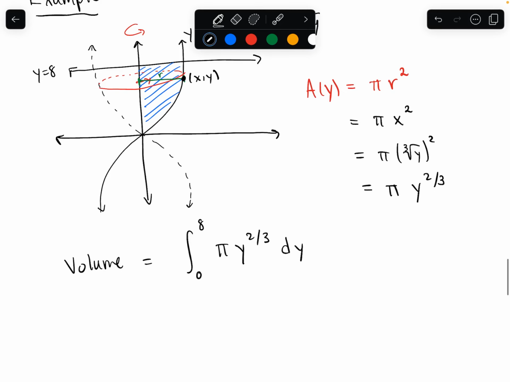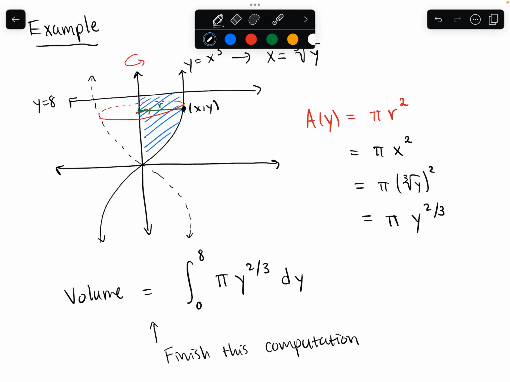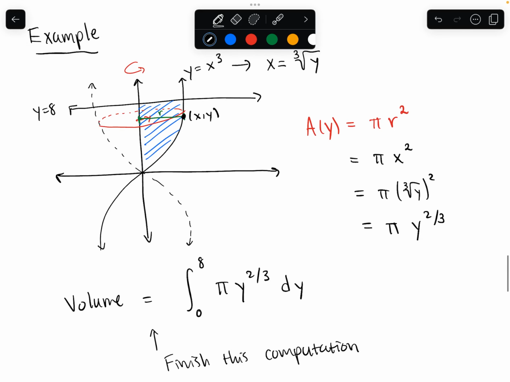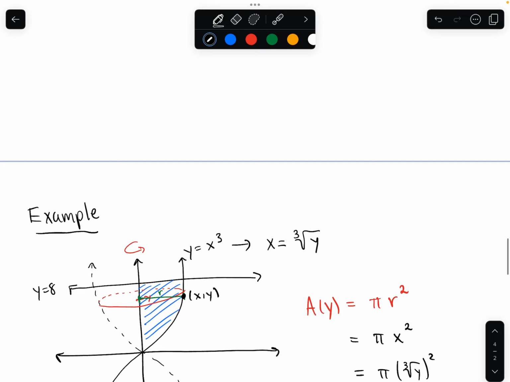That's how we set up that integral. I'll leave this as an exercise for you, to finish this computation, because the main idea here is to make sure we understand how to do the setup. I'll leave it to you to work out the rest of it. So that was example 3.